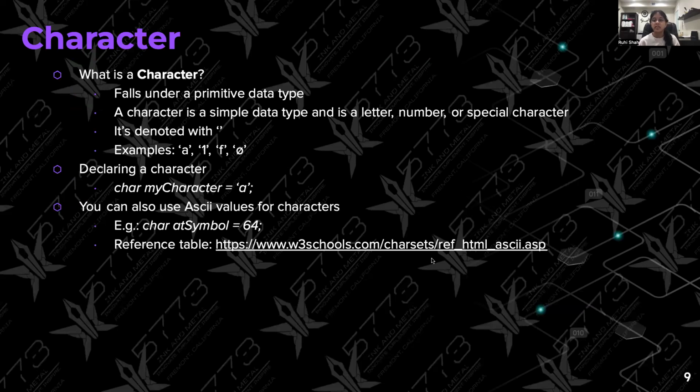A character falls under the category of a primitive data type, and it's pretty simple. It's just a simple data type and can be either a letter, number, or special character, as long as there's just one of them. So not a word, not a series of numbers, just one number, one letter, one special character. To declare a character, you're going to use the short form char, and then say the name of your character, and then equals, and then in single quotes to show that it's a character, not a string, you're going to put whatever your letter or number is.